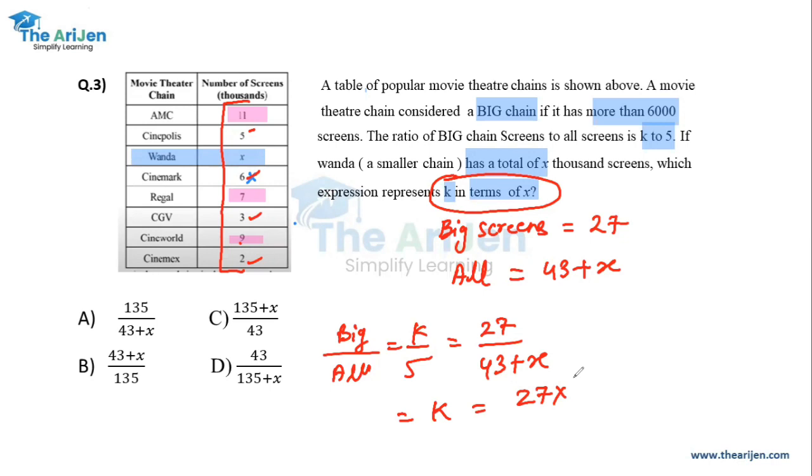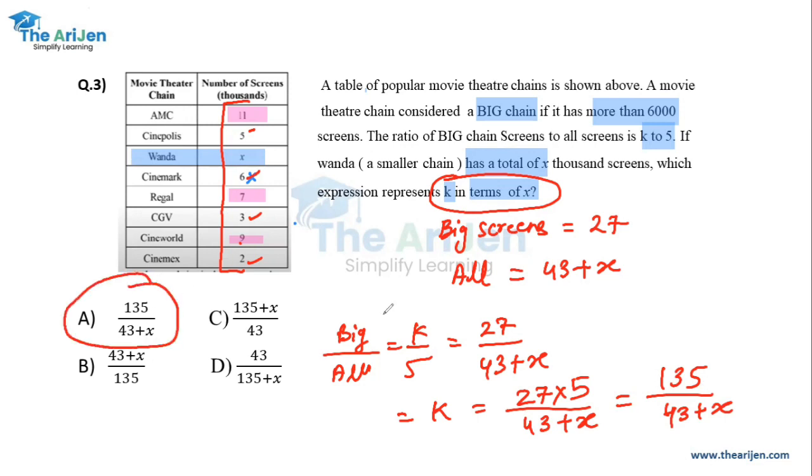Yeah, simply multiply 27 with 5 and you will have 43 plus x in the division. So you will be having 135 over 43 plus x, which is your option number A. Option number A is correct. So this is how you have converted k into the form of x. I hope this question was also very easy to understand and to do.